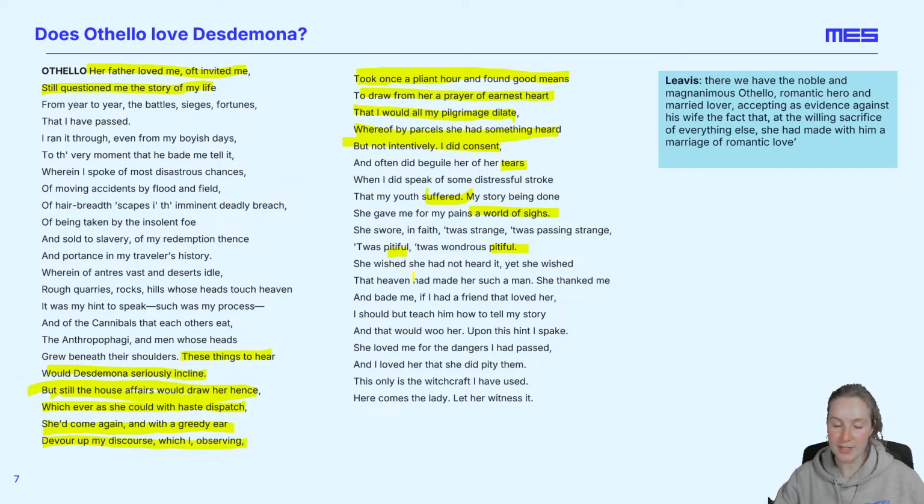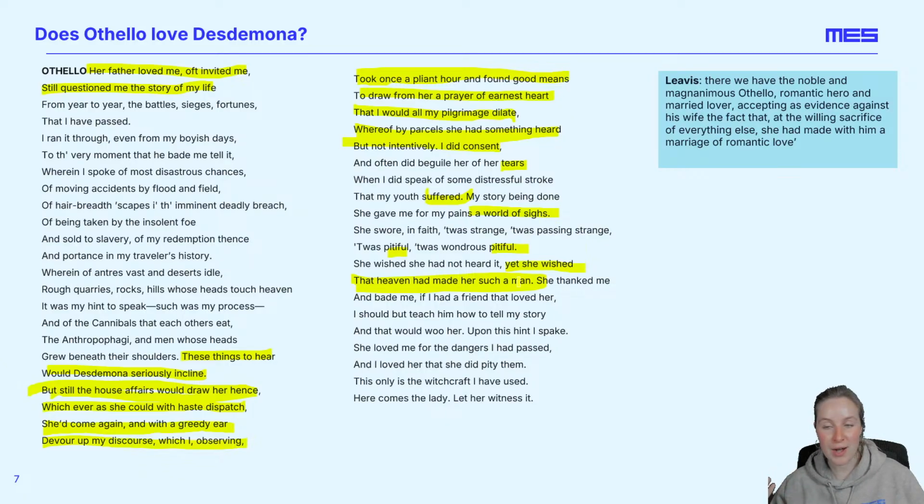She wished she'd not heard it, so wished she hadn't heard about all the horrible things, but she wished heaven had made her such a man. So she wished she could be a man like Othello. Interesting here. Is Desdemona interested in Othello as a person, or is she attracted to the adventure? Does she wish that this could be her?